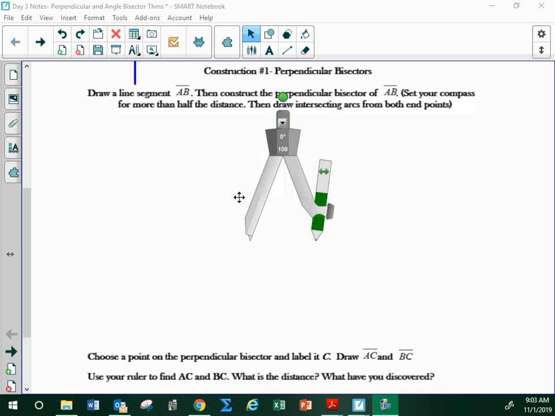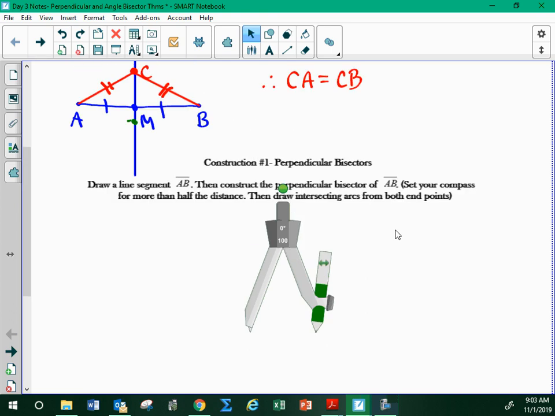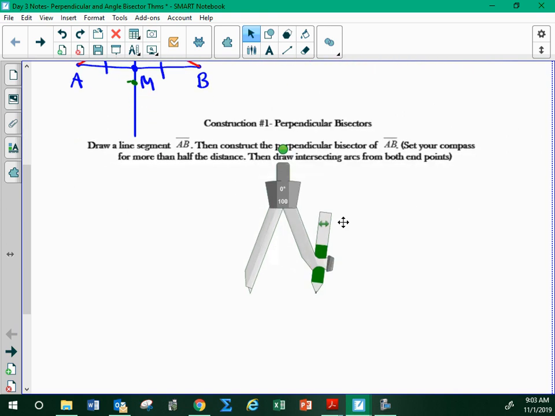Alright, again, make sure you are listening and paying attention so I do not have to repeat a million times and so it does not take a million minutes. The instructions are already there, but I'm going to walk through it with you. We are basically going to construct a perpendicular bisector. This is one of the tasks for the SOL. So, the first thing is we're going to draw a line segment and label it AB.